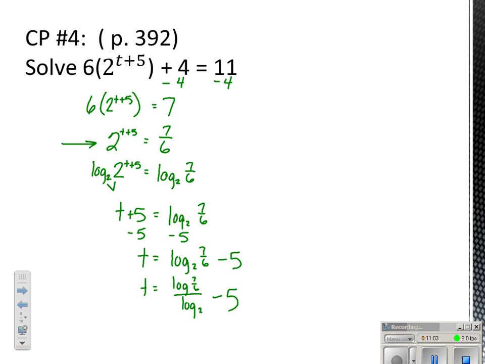Now is when you grab the calculator. Put in log of 7/6, divide it by log of 2, don't write that little, log of 2, and then subtract 5. And you should come up roughly with negative 4.778.